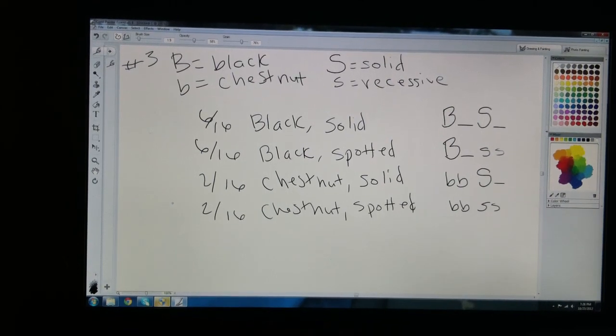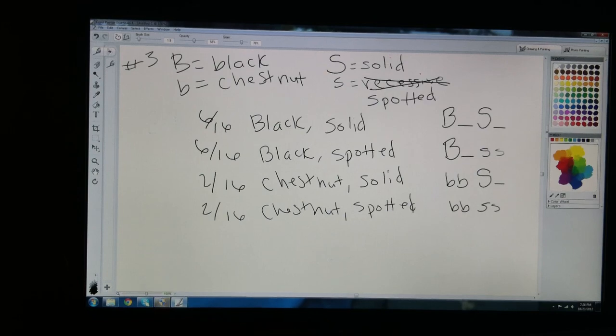Okay, so here's question number 3, where we're looking at coat color in dogs. We see that having black fur is dominant, and having chestnut fur is recessive. And having a solid coat would be dominant, or solid chestnut... oh, I wrote recessive here. Having spotted fur is recessive.